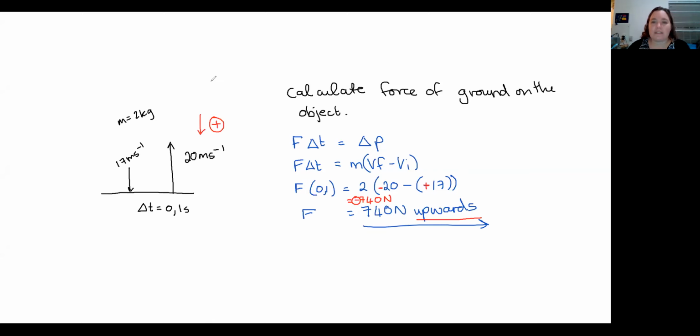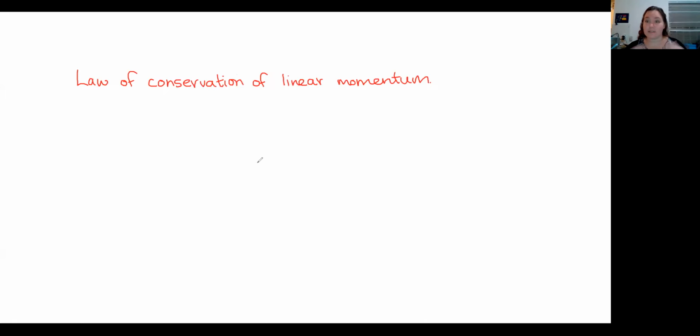Okay, all right, so I said to you that we were going to continue here with our law of conservation of linear momentum. And this is one of our conservation laws. A conservation law means that something doesn't change. So it effectively remains conserved during a process, in this case, a collision.